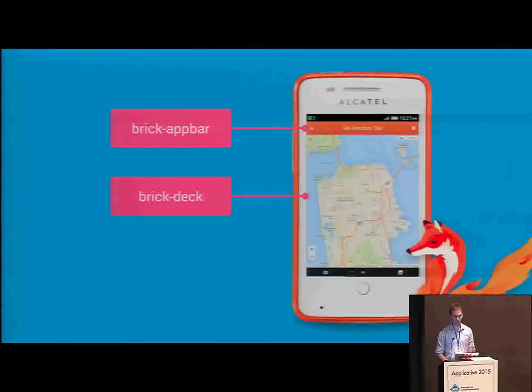Brick app bar, brick deck, brick tab bar. Again, similar idea. They're just elements that you can use. They're based on web components. The great thing about web components, though, is these are native APIs that ultimately they're calling. So you can use these brick elements directly with Polymer-based elements and be none the wiser. You don't have to worry about it.